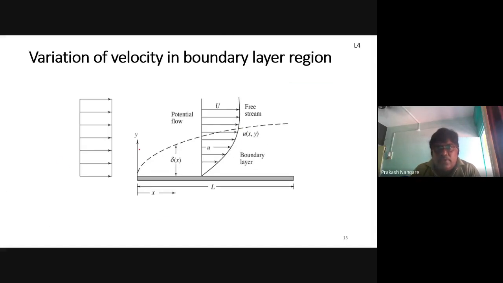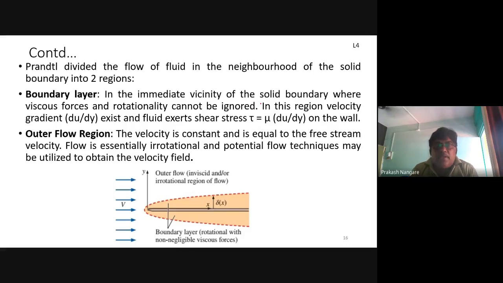Now we'll describe this in terms of the boundary. This is the boundary, and how this velocity is going to change from the boundary portions. Here we use the component of the velocity, and these are the free stream velocities. Then Prandtl, Dr. Prandtl, explained the mixing theory, and he divided the flow of the fluid in the neighborhood of the solid boundary into two regions.